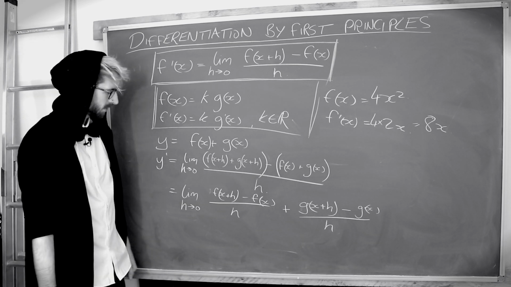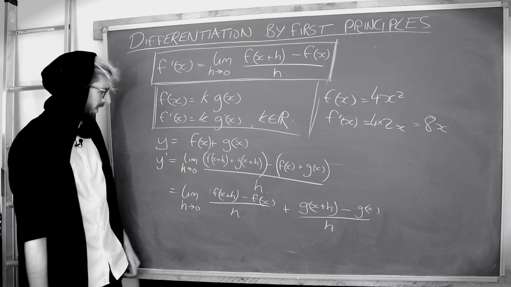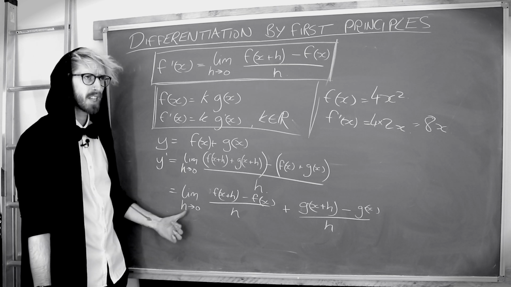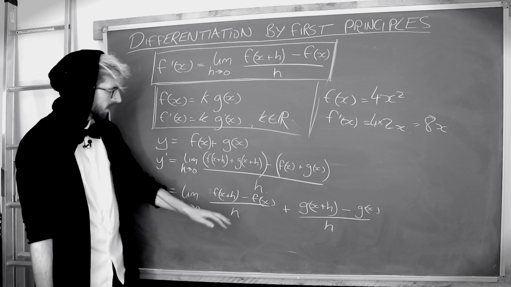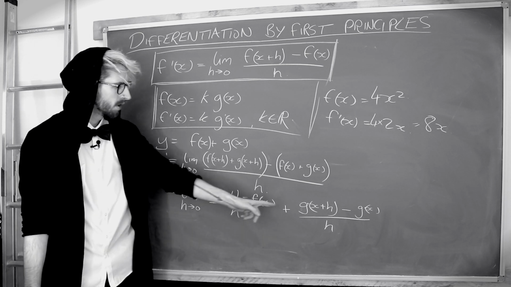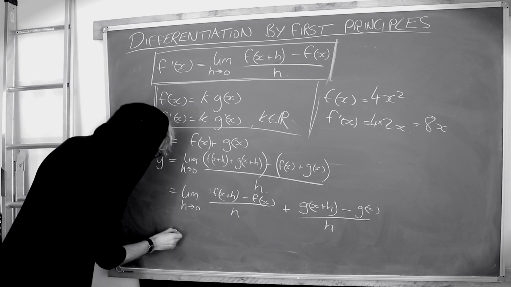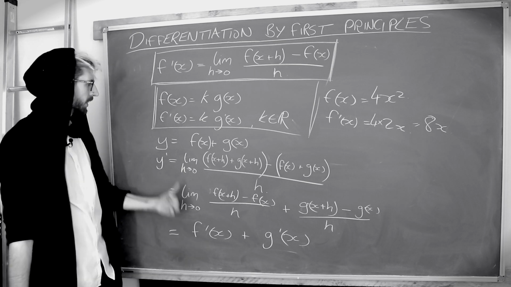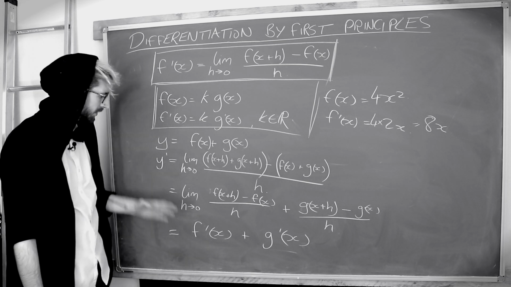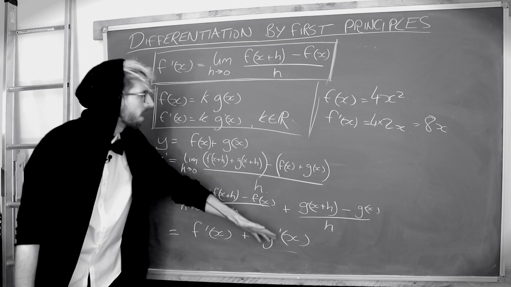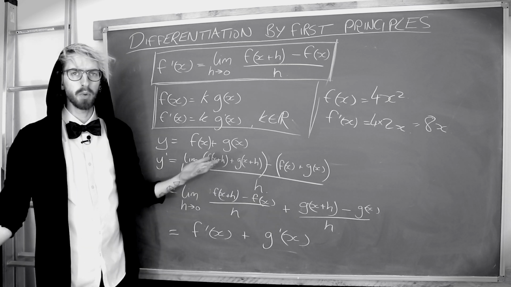There we go. And as you might notice here, the limit is of h tending towards 0 of all of that. Well, this bit is just f prime. This is just g prime. So what it means is if you've got a sum of 2 functions like that, you just find the derivative of each one, and job's a good one.